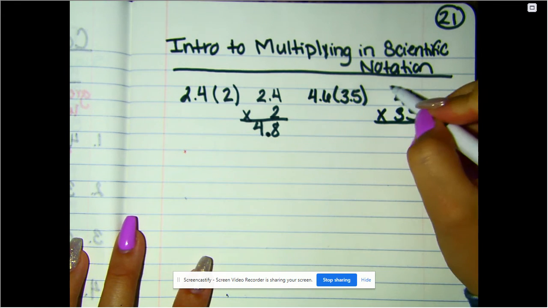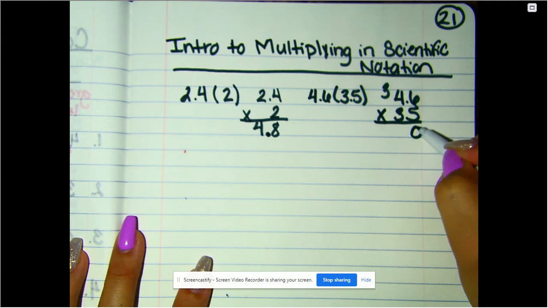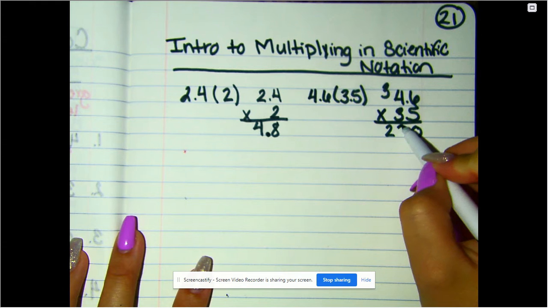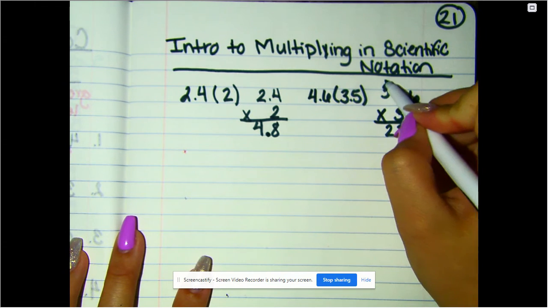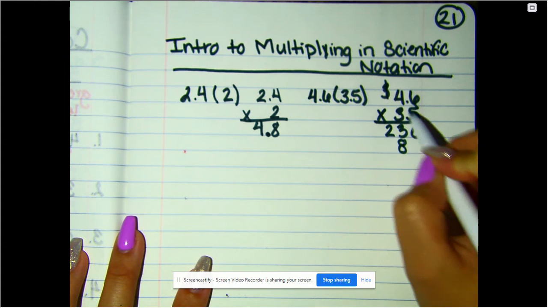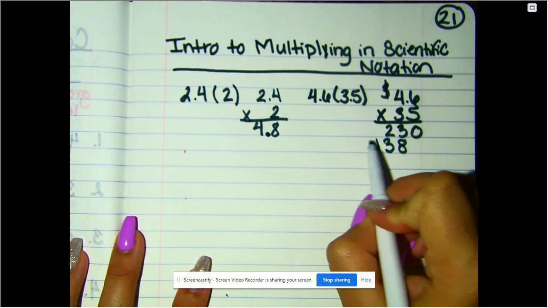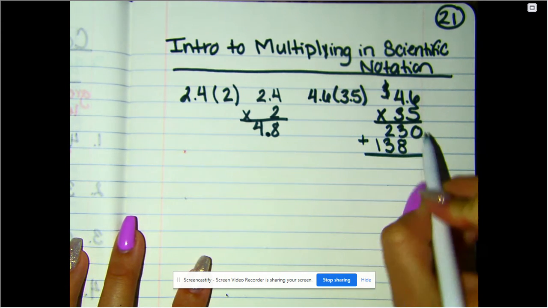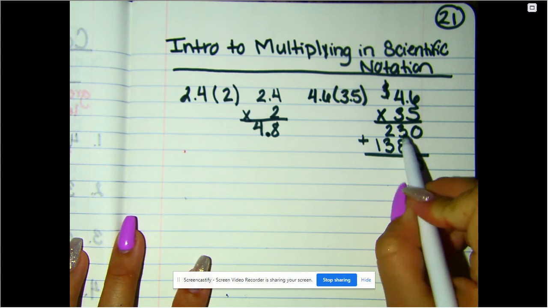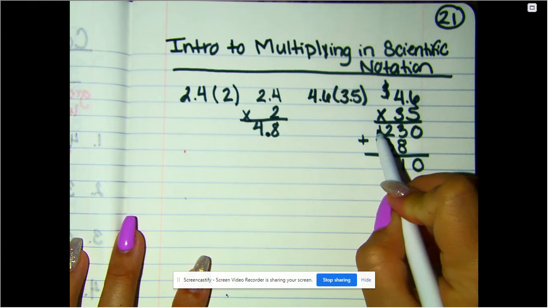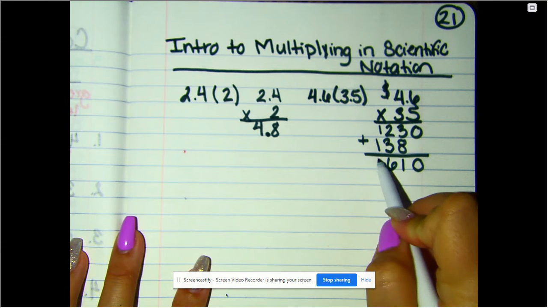5 times 6 is 30. 5 times 4 is 20. Add the 3, makes that 23. 3 times 6 is 18. 3 times 4 is 12. Add the 1, that makes 13. I'm going to add these two. Bring down the 0. 8, 9, 10, 11. 3, 4, 5, 6. And then bring down the 1.